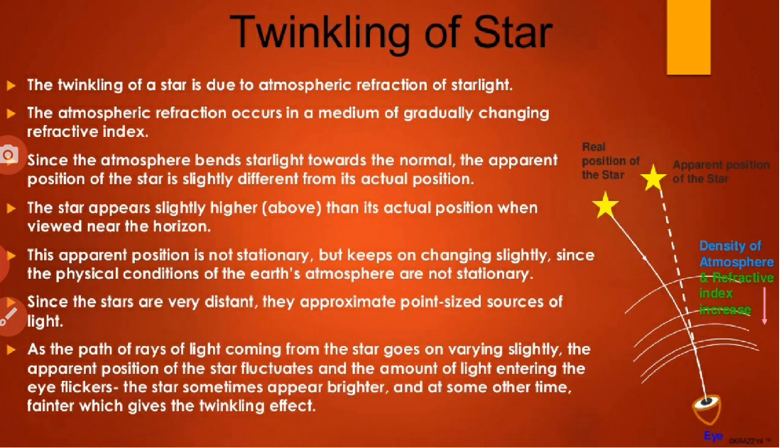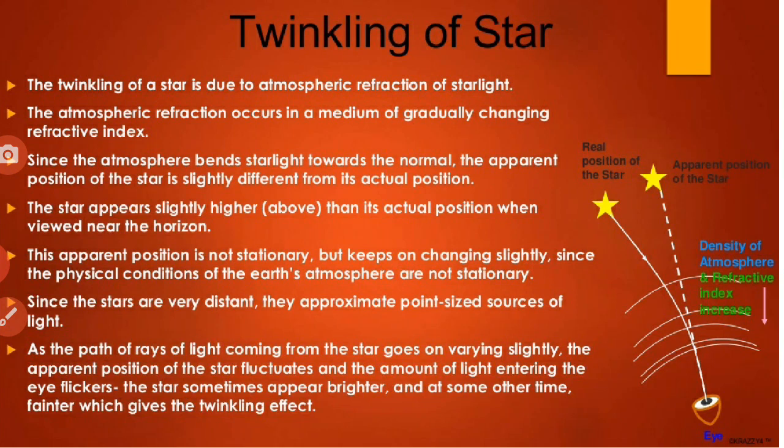Twinkling of the star. The twinkling of a star is due to the atmospheric refraction of starlight. The atmospheric refraction occurs in a medium of gradually changing refractive index. Since the atmosphere bends starlight towards the normal, the apparent position of the star is slightly different from its actual position. The star appears slightly higher, that is above its actual position, when viewed near the horizon.